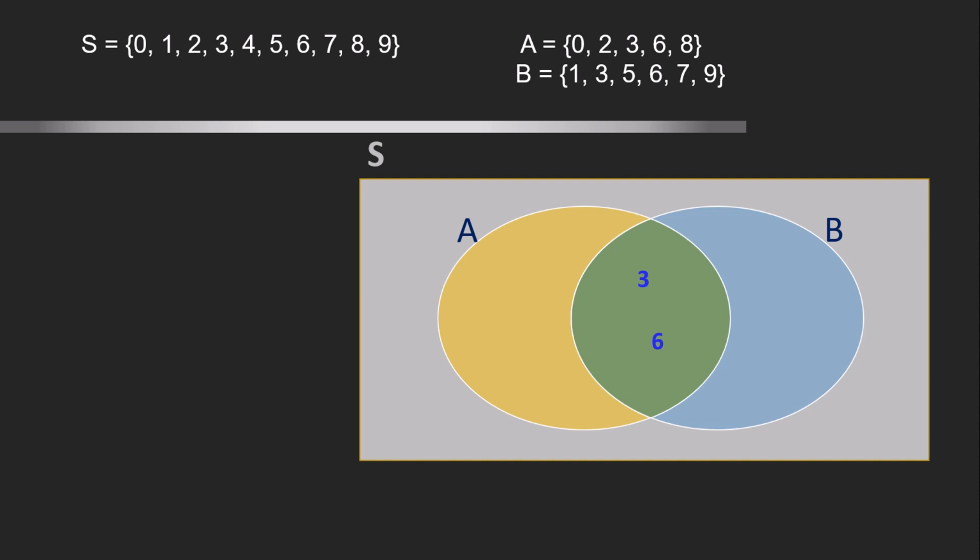Now we can consider events separately. First, A. We know 3 and 6 are already in A, therefore 0, 2, 8 should be in the region only A. Similarly, consider B. 3 and 6 are in B, therefore 1, 5, 7, 9 should be in the region only B. Are we done?